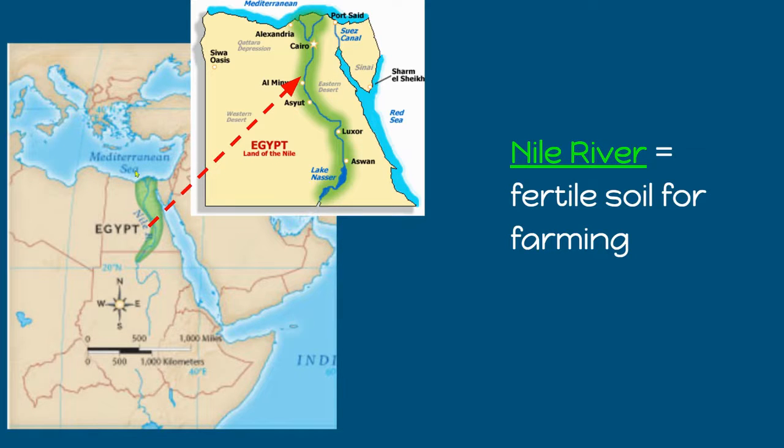The Nile River, we know from our ancient river valley civilizations that rivers provide fertile soil for farming. And to this day, in modern day Egypt, most people and cities are right along the river because it is so essential to living.